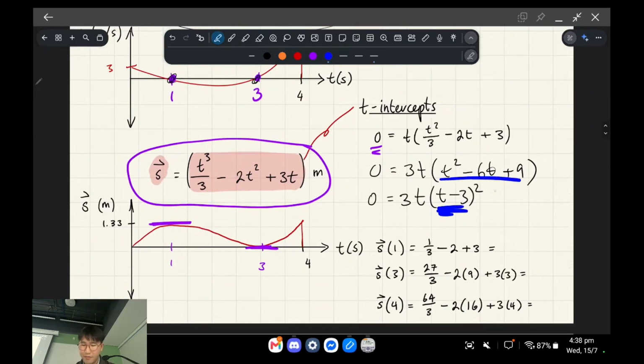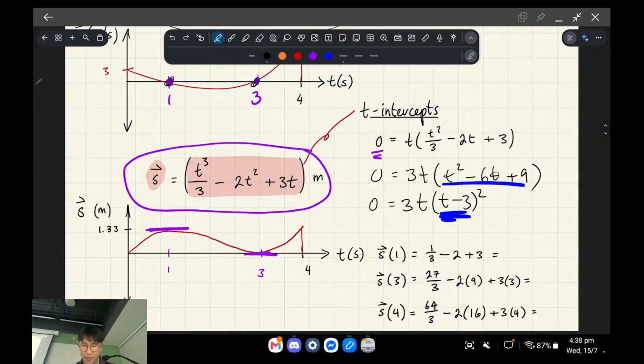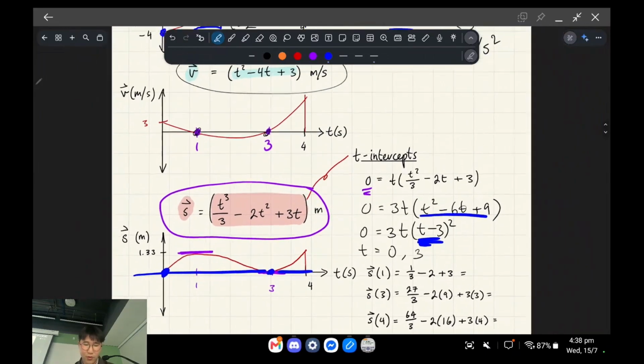So that becomes all that. And the idea is that at t is equal to 0, 3. Okay, let's see what I'm confused. Okay, so basically that's these points. It's where the t-intercept is being hit for s.